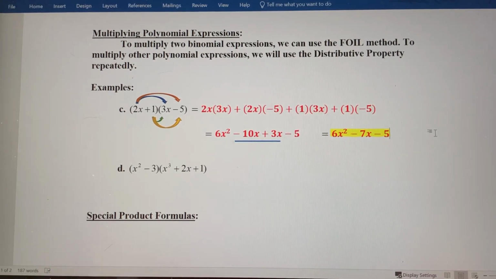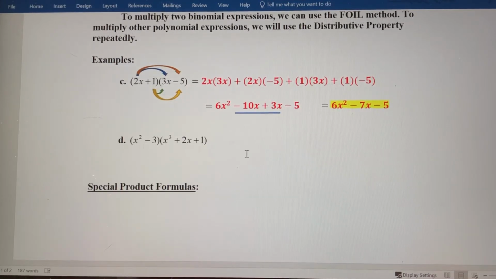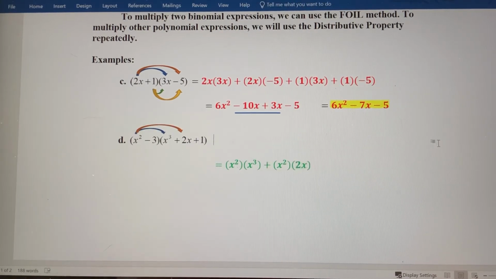So that's how you do a binomial times a binomial. All right, now let's do a bi times a tri. Again, we're going to think about this as the distributive property. The FOIL method doesn't work here because I have a trinomial. So let's distribute the x squared times each of these terms in this trinomial. So x squared times x cubed. Then I'm going to do x squared times 2x. Then I'm going to do x squared times 1.